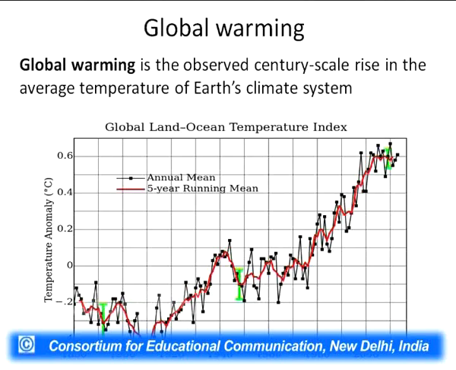The next global effect is global warming. Global warming is actually the observed century scale rise in the average temperature of the earth. In this picture, the temperature profile over a period of around 120 years is given. We can see the temperature is continuously increasing, especially after the onset of the 20th century, and it keeps on going, and now the temperature anomaly has reached around 0.6 degrees centigrade.